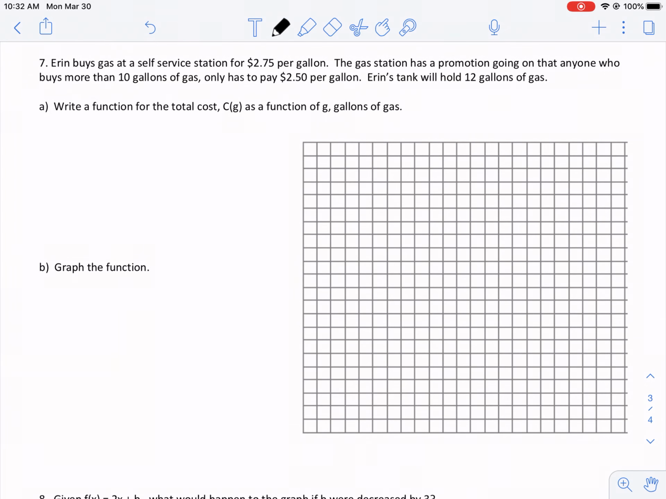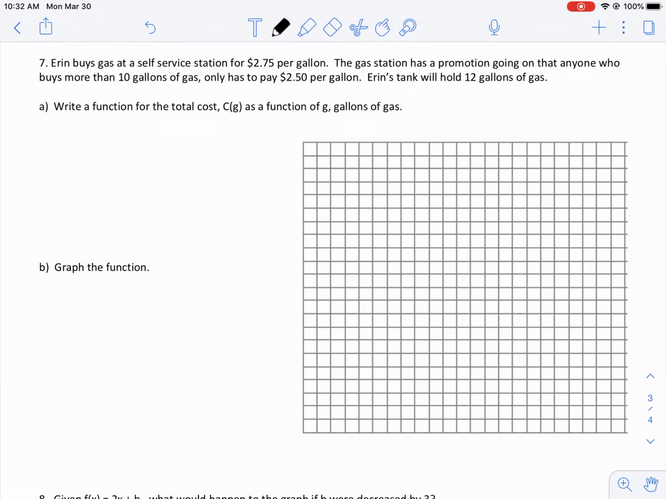Aaron buys gas at a self-service gas station for $2.75 per gallon. The gas station has a promotion going on that anyone who buys more than 10 gallons of gas only has to pay $2.50 per gallon. Aaron's tank will hold 12 gallons of gas. Write a function for the total cost C of G as a function of G gallons of gas.